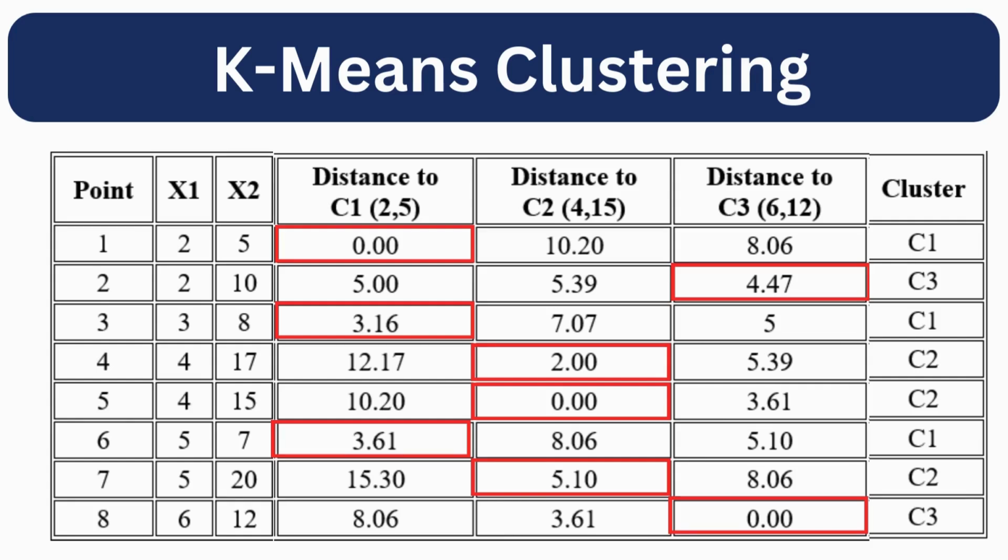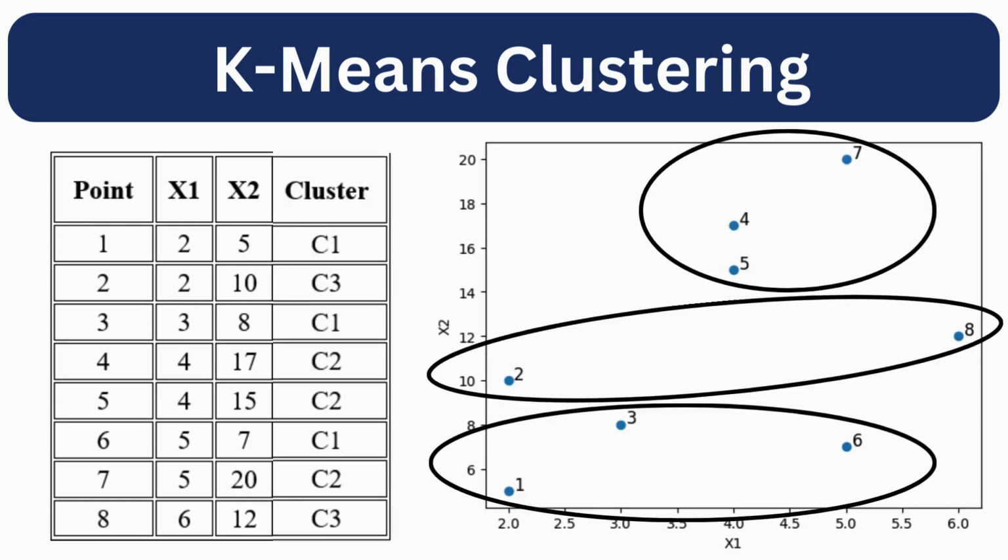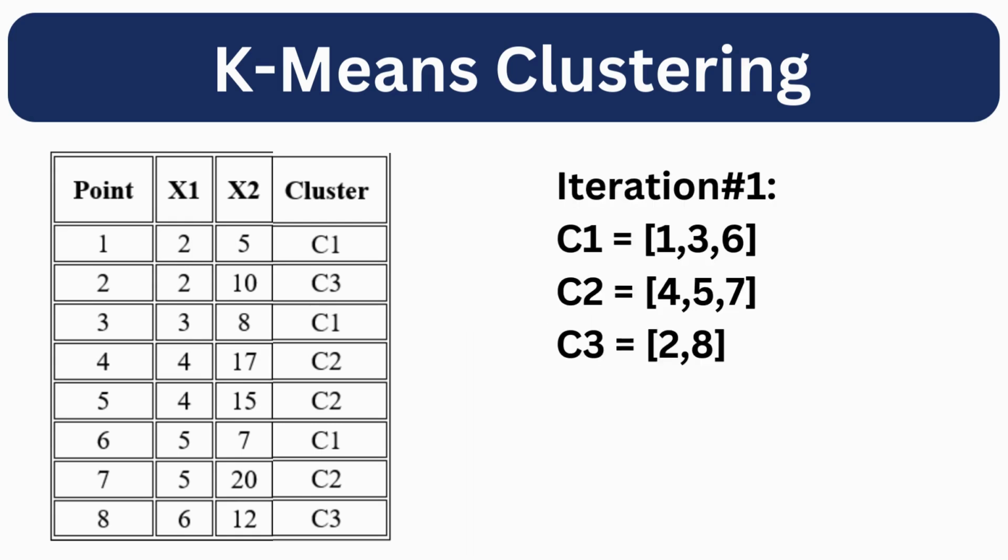The first point has minimum distance with C1, so it will go to C1. The second point has the minimum distance with C3, so it will move to C3. The third point has the minimum distance with C1, so it will move to C1, and so on. After completing this process, we will get these clusters. One cluster contains 1, 3, 6, the second cluster contains 2 and 8, and the third cluster contains 4, 5, 7. So after one iteration, we have these clusters.